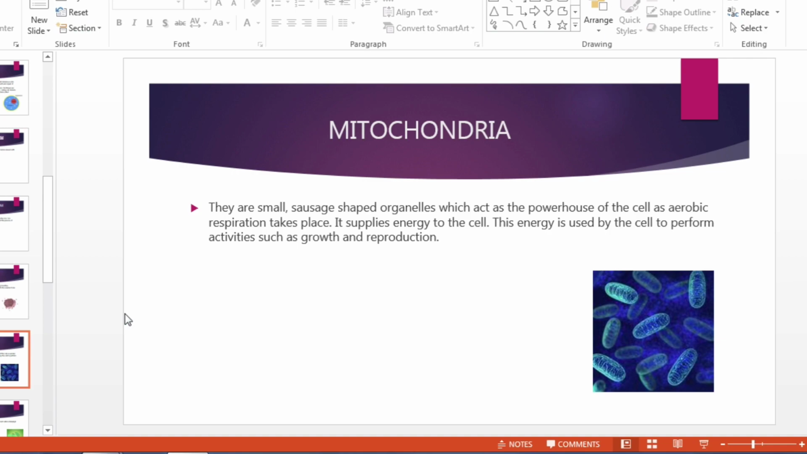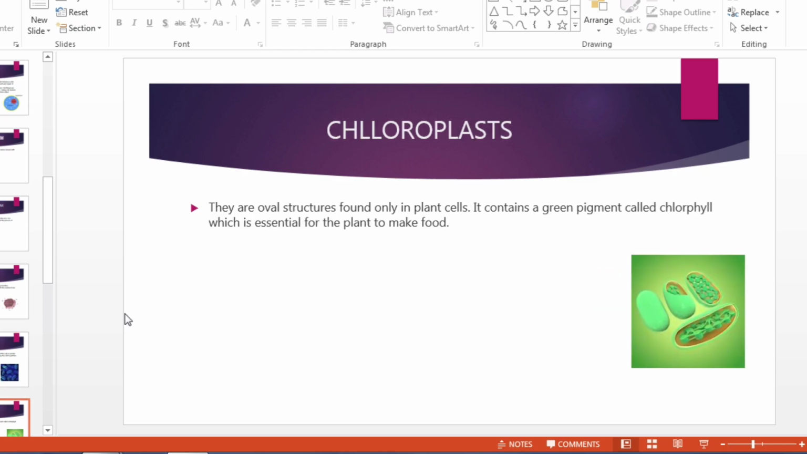The energy given off by the mitochondria is used by the cell for cell activities to take place, like cell division, cell elongation, or reproduction. Any cell activities require energy which is provided by the mitochondria.